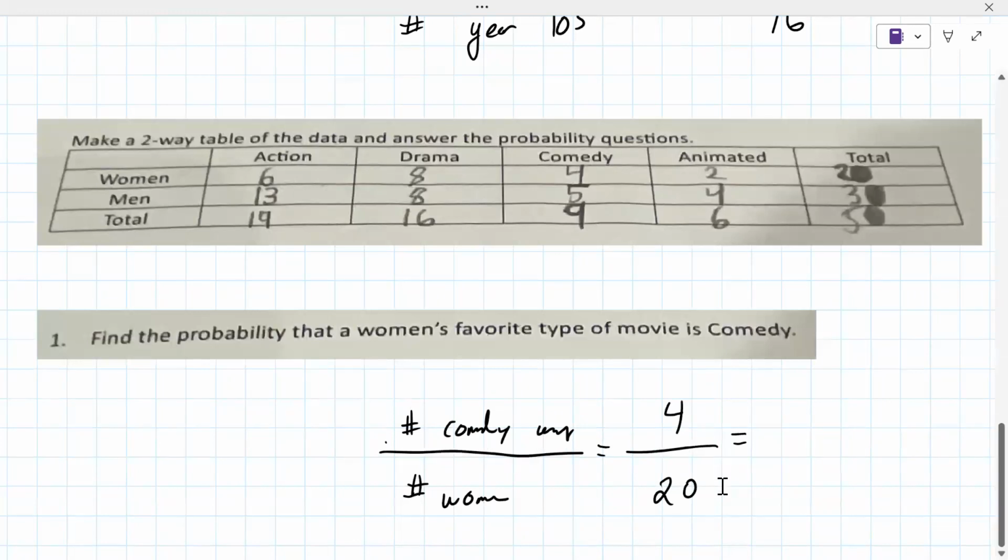So you said 5/4. I don't know where you got those numbers. It's in comedy. All right, can you reduce this fraction for us, please? Yeah, 1/5. All right.